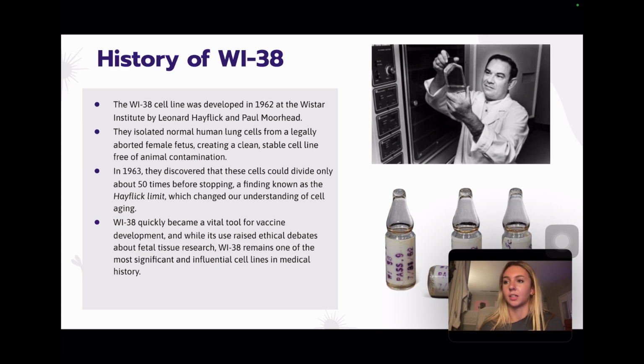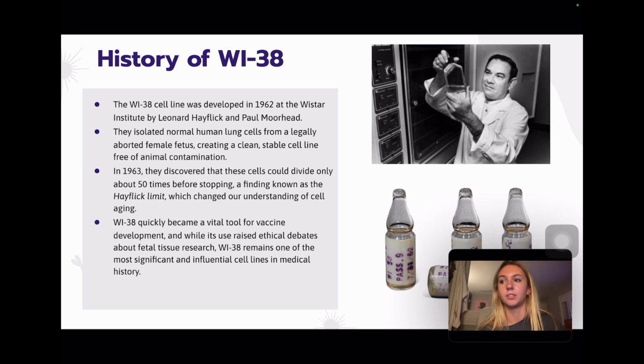So the WI38 cell line was developed in 1962 at the Wistar Institute in Philadelphia by microbiologist Leonard Hayflick and his colleague Paul Moorhead. They isolated the cells from the lung tissue of a legally aborted female fetus that was approximately 3 months gestation. At the time, scientists were searching for reliable and uncontaminated human cells to grow viruses for vaccines. Because, as I said earlier, existing animal cell lines sometimes carried hidden viruses that could cause disease.